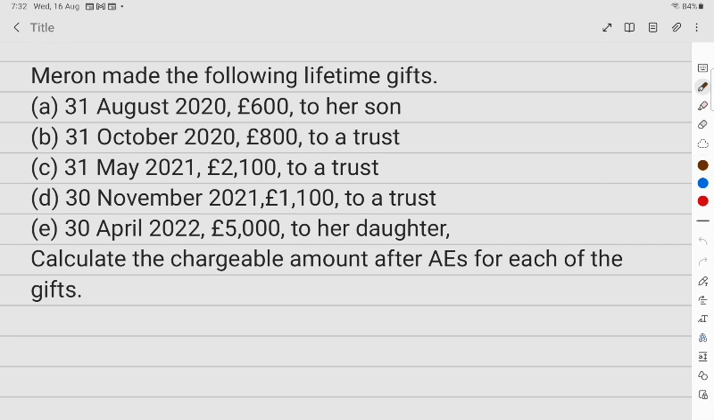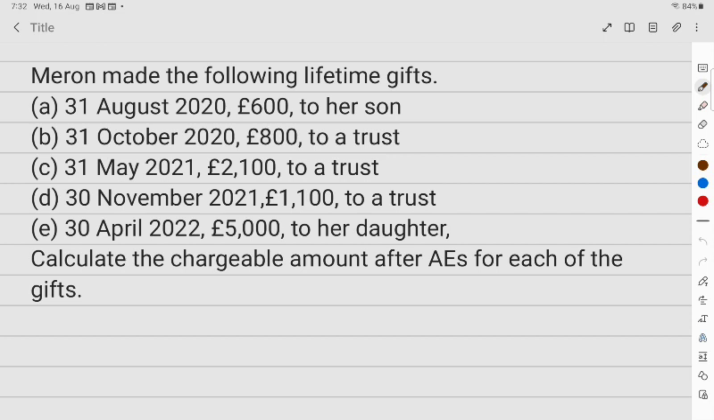Remember, gift to a trust is said to be chargeable lifetime transfer. Then on 31st May 21, the gift is again for the trust. On 30th November 21, the gift is again to the trust. And last gift of 30th April 22, 5,000 to her daughter. So the gift that is except trust, to anybody else, means to any other individual, if the gift is made by the donor, it is said to be potential exempt transfer.